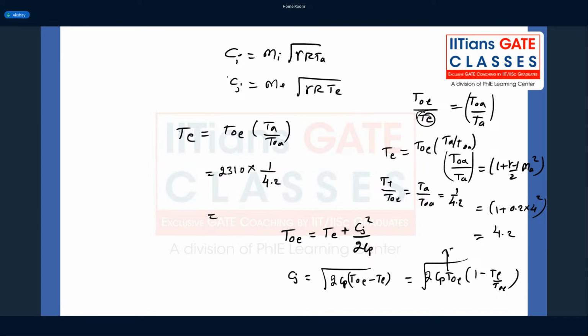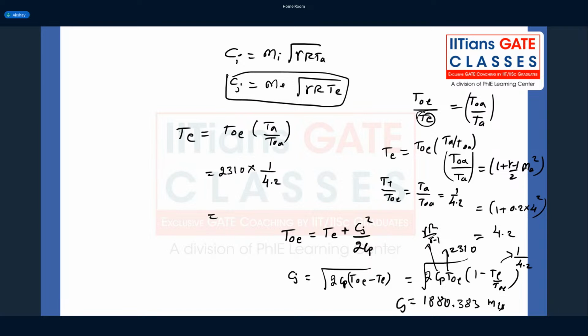T naught E, you know, is 2310. What is Cp? Gamma R divided by gamma minus 1. Both pieces of information are given. So this is 1 over 4.2. If you calculate, you should be able to get Cj equal to 1880.383 meters per second. Or else you can also do it in this fashion: calculate Te from here, substitute back over here, and you should get the same answer. So everybody clear with the approach?